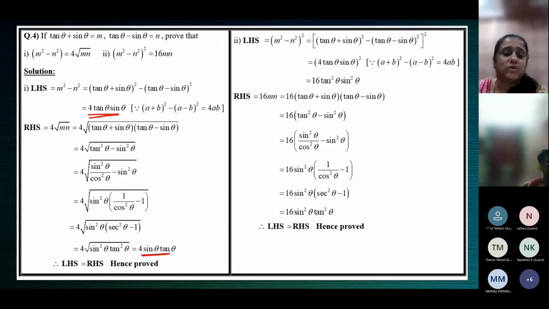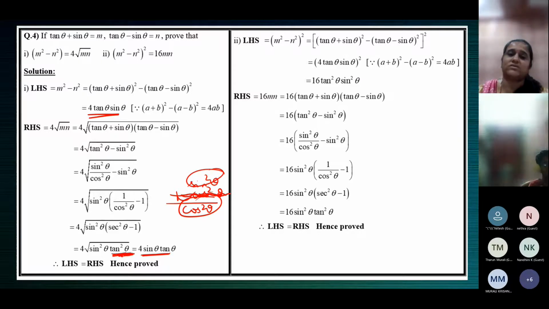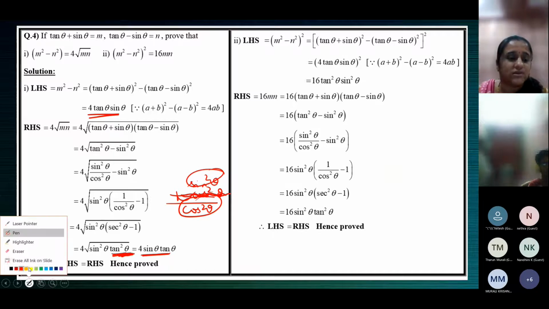You can also take the LCM here, children. What's the LCM? Cos square theta is the LCM. So you will get 1 minus cos square theta by cos square theta. 1 minus cos square theta is sine square theta. And we know that sine square theta by cos square theta is tan square theta. So anyways, you will get the same thing.